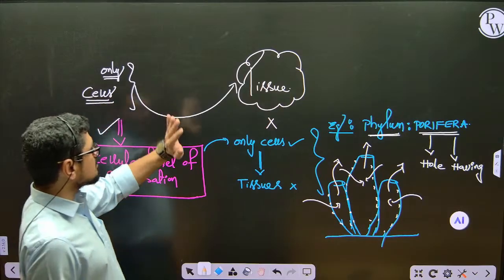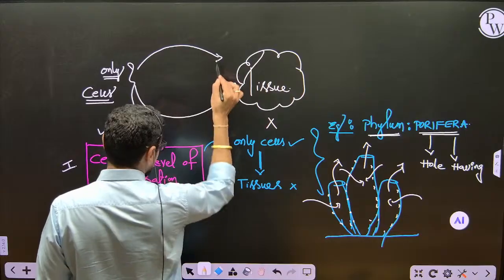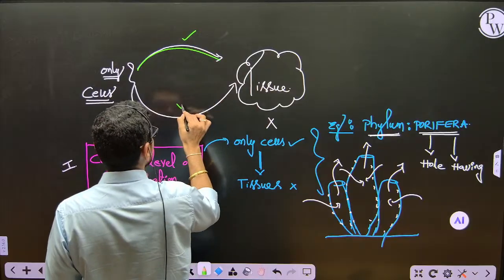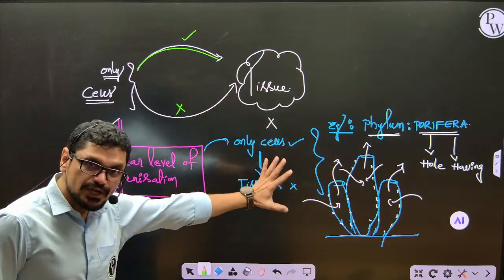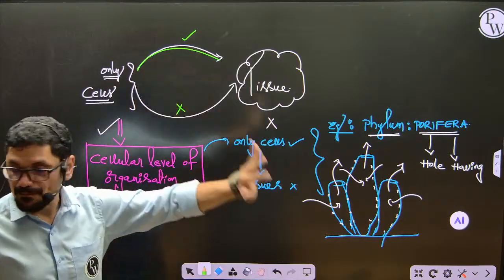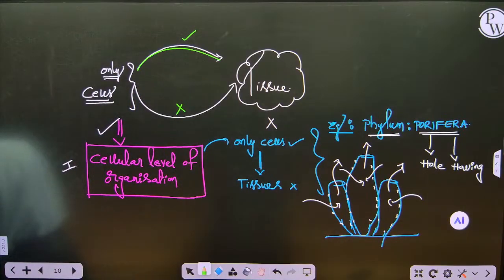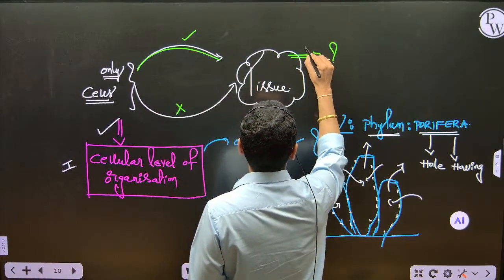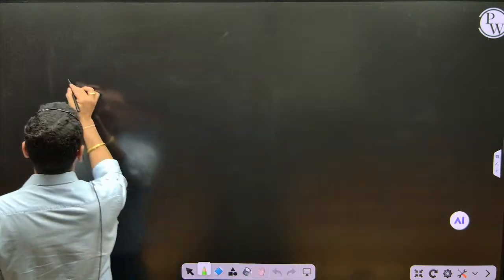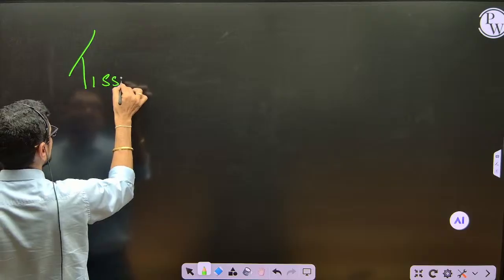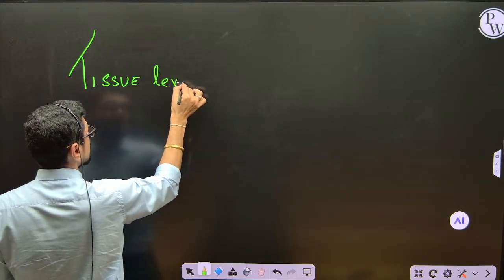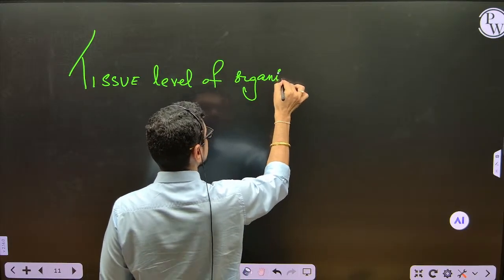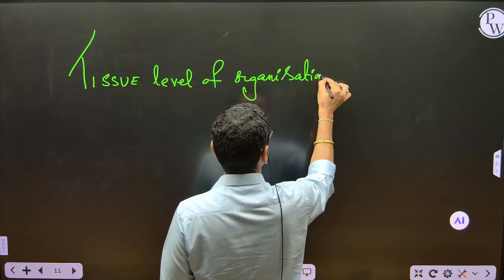And there are some animals, I told you previously, where the cells will combine to form tissue. In some animals, cells won't combine to form tissues, but there are some animals where the cells combine to form tissues. If cells combine to form tissues, then what do we have to call it? I will write in the next slide. If tissues are present, then it is called tissue level of organization.